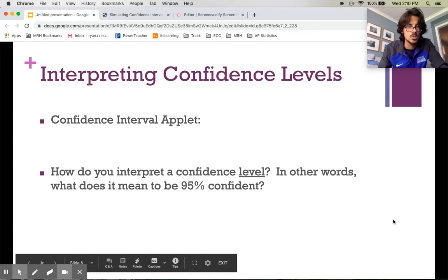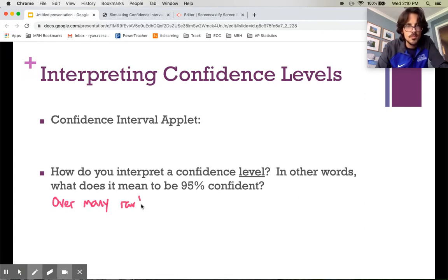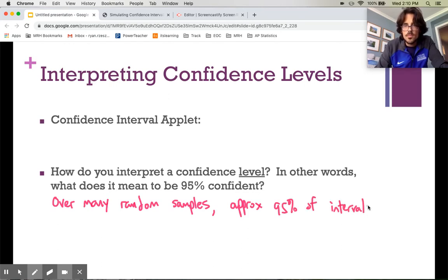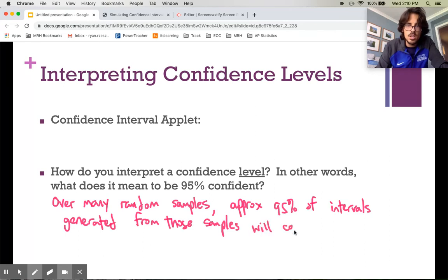So how do you actually go ahead and interpret a confidence level? You're going to talk about how over many random samples, approximately 95% of the intervals generated from those samples will capture the true parameter.